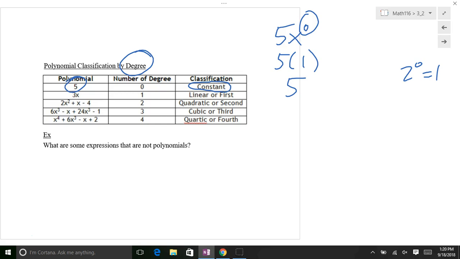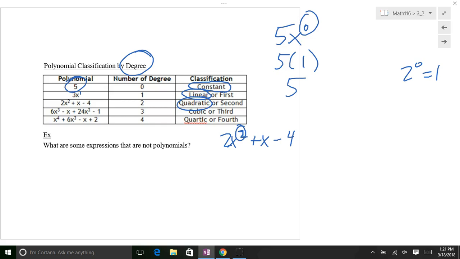The next one, 3x. Well, that's 3x to the 1 power. They don't show the 1 power up there. So that's a first degree polynomial, and we call that a linear. The next one is 2x squared plus x minus 4. You take the term with the largest degree, so you take the second degree. It's a second degree polynomial. What do we call that? We call it a quadratic if it's a second degree.